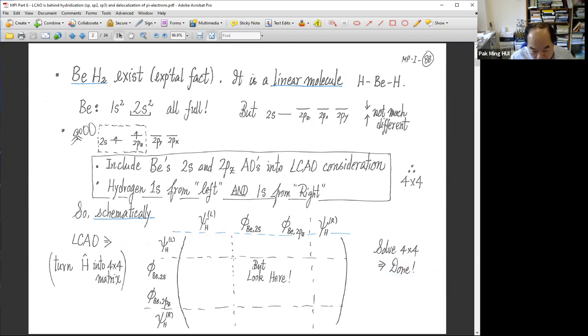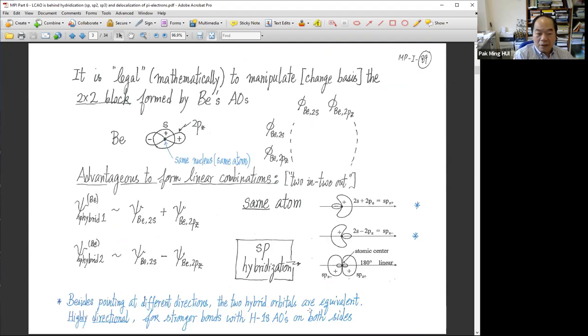But now I would like you to focus, or imagine, I have not written down anything, this block. Now, this block is related to the 2 by 2 block of the beryllium atomic orbitals. All right, so focus here for the moment. For that block, I take it out here schematically. We have beryllium 2s, beryllium 2p. The key point is they are from the same atom, all right?